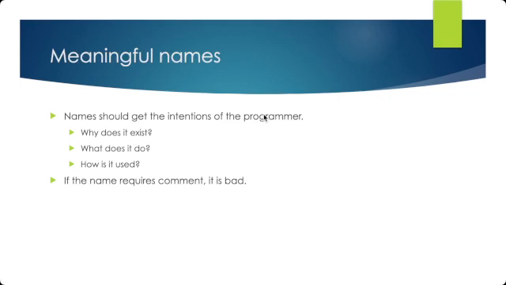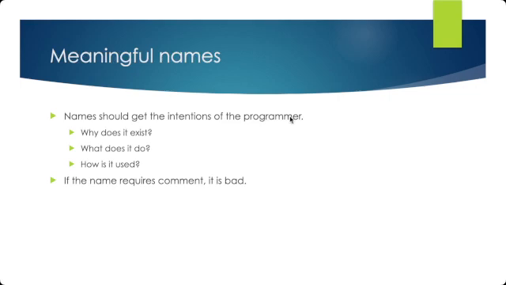When you create something new and you should create the name for your object, variable, method, or class, you should ask yourself three questions about this object. Why does this thing exist? What does it do? How is it used? If the name answers these questions, it's a very good name.